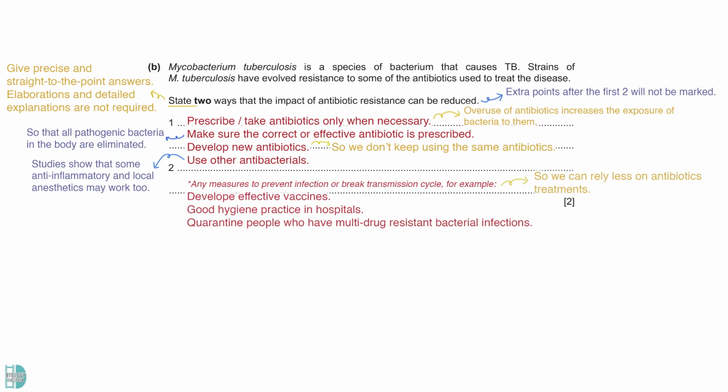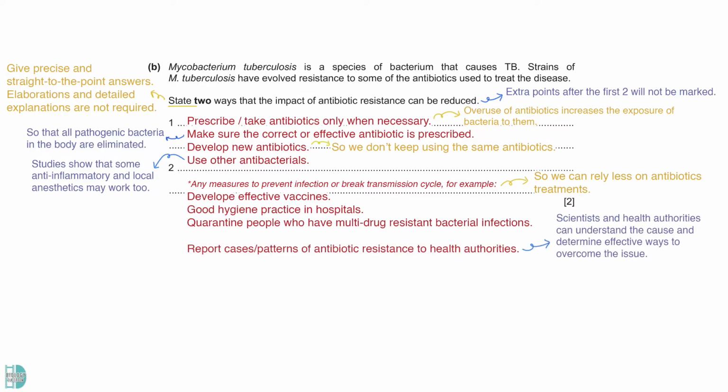Besides, we can use other measures to prevent an infection and break the transmission cycle. Such measures include vaccines and good hygiene in the hospitals. This will help to reduce our reliance on antibiotics as a treatment. Cases and patterns of antibiotic resistance should be reported. Updated data can help scientists and health authorities to understand the cause and determine effective ways to overcome the issue.